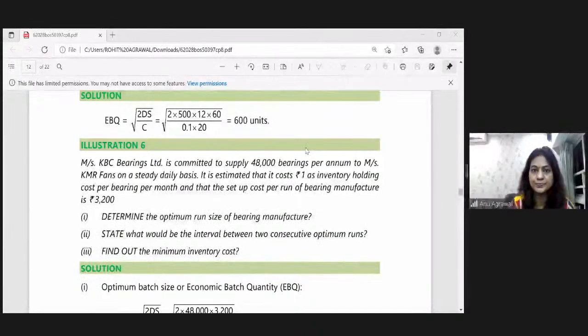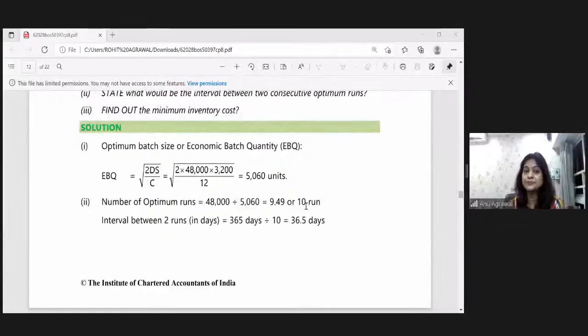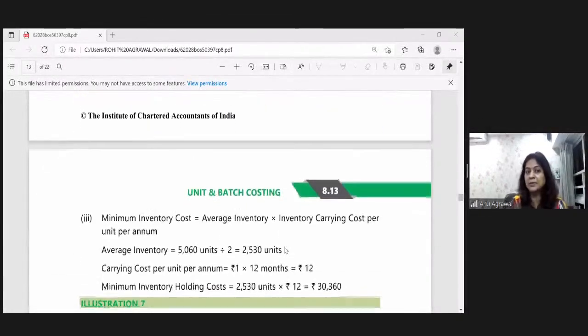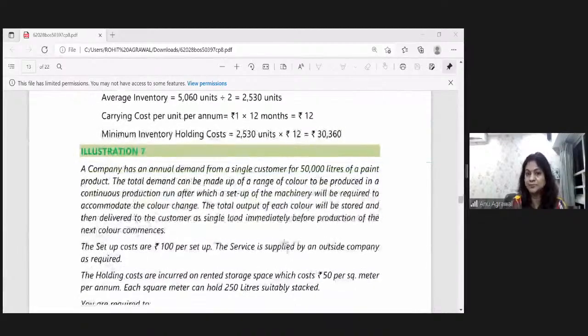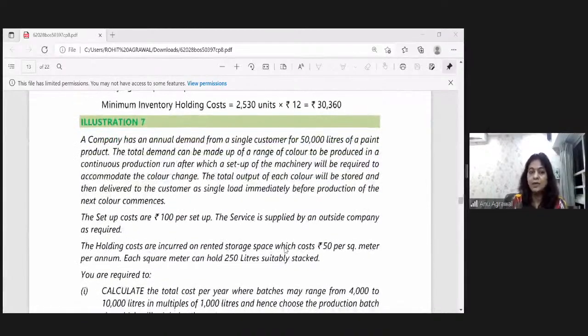Okay, so that is how often you need to run your machine. And if there are 365 days in a year, between 2 runs, how many days are there? 36.5 is the interval between the 2 runs. Okay. Similarly, you can do the sum.